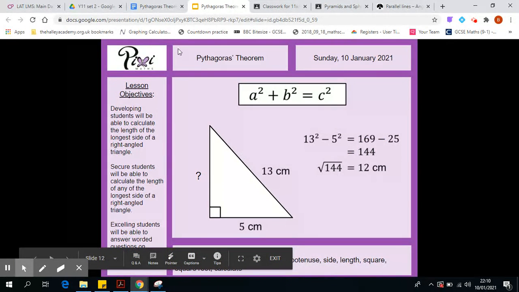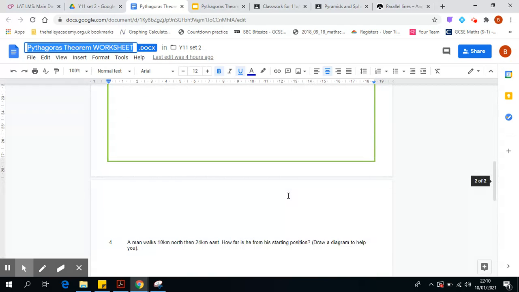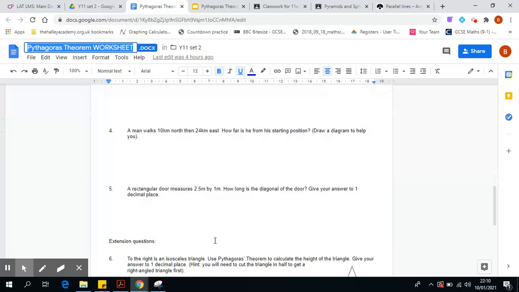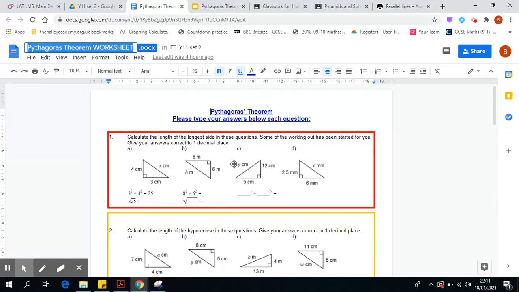Now you need to click on the worksheet. It says Pythagoras theorem worksheet. Now you need to start answering the questions in the spaces given below. Remember to show all your working out clearly. Once completed, you need to upload or attach the completed worksheet. It's extremely important you attach the completed worksheet.